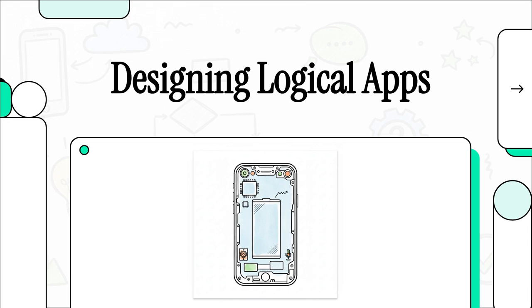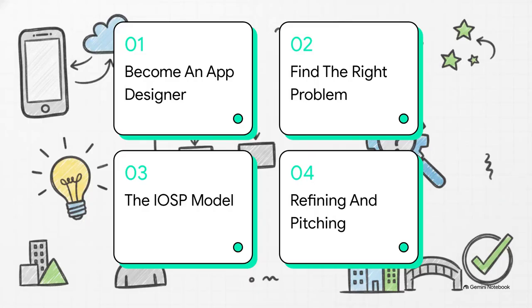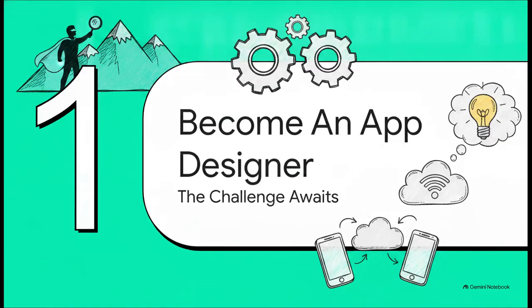Okay, so how are we actually going to pull this off? Well, here is our roadmap. First, we'll talk about what it takes to step into that designer mindset. Then we'll figure out how to find the exact right problem to solve. After that, we dive into the secret sauce, a framework called the IOSP model. And finally, we'll wrap up by refining your idea and getting it ready for the big pitch. So let's jump right into the first part of this journey.